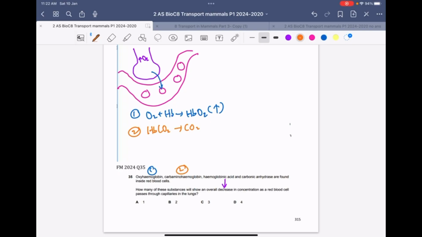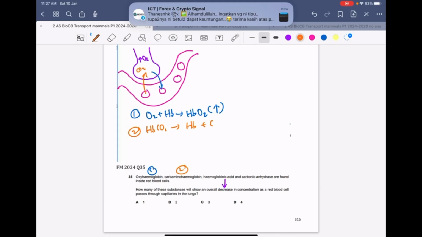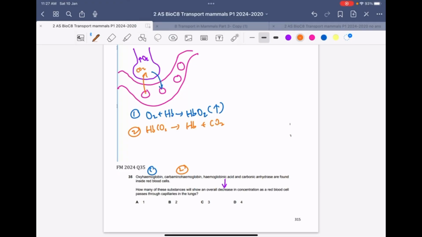So just imagine here is a carbon dioxide. Carbaminohemoglobin, which is HbCO2. The hemoglobin will tend to release the carbon dioxide from the red blood cell back to the alveolus. So later they will do the exhalation. So in the lung, the carbon dioxide will be detached from the hemoglobin. Later the carbon dioxide will diffuse back to the alveoli and be exhaled out. So that's why the concentration of the carbaminohemoglobin is decreasing.